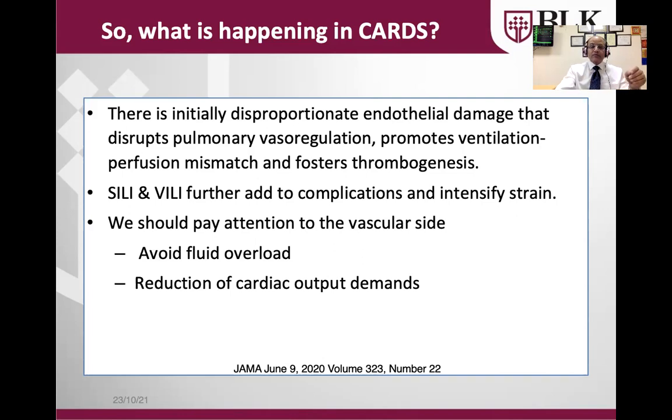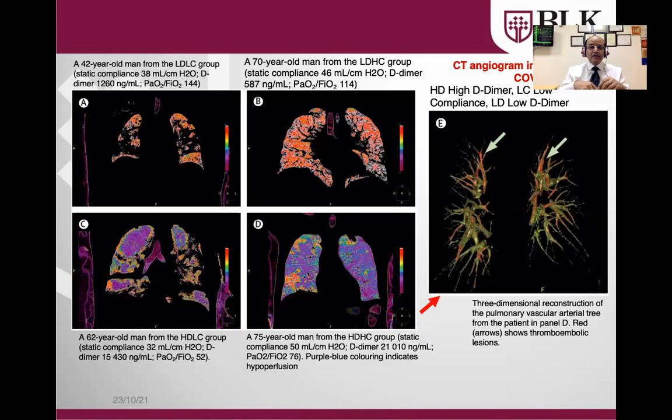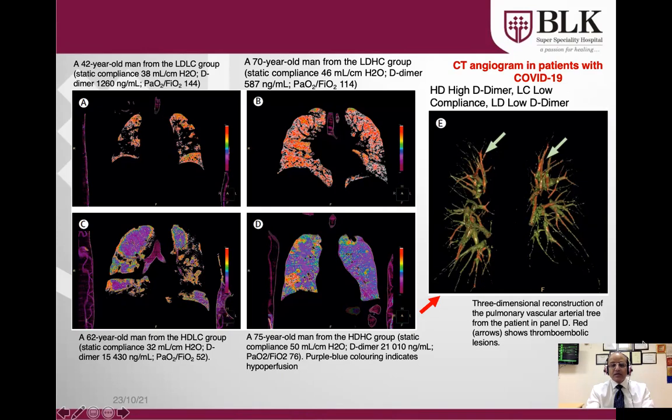Reduction of cardiac output demands is also not a bad idea. Now, this is a very interesting CT angiogram in COVID patients. What we see here is a 42-year-old male with low D-dimer and low compliance. Here, static compliance is 38. So here you see, this is how it looks.